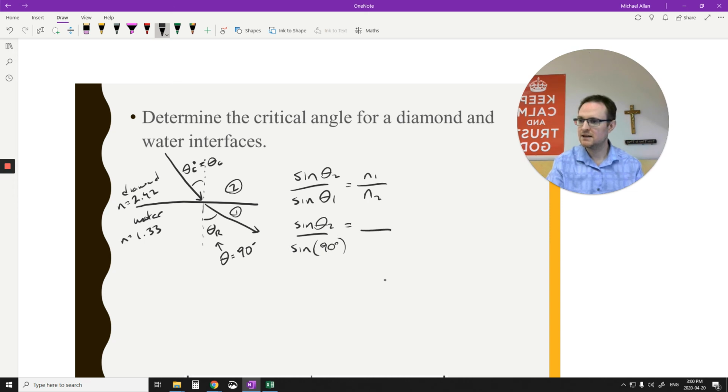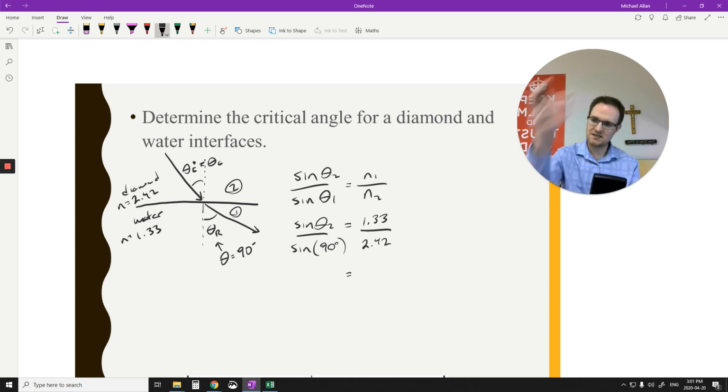And on the other side here, we have n1, which is 1.33. Oh, yes, that makes sense. 1.33, and then n2 is 2.42. In my mind, for some reason, I was thinking the number on the top is not 1, but it's being divided by something bigger. So this is going to work out 1.33 divided by 2.42 times the sine of 90 on the other side.